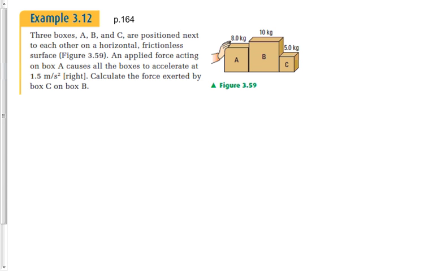We're going to do some problems here, but they're kind of Newton's third law-ish, and kind of what we have been doing. We're just going to combine a couple little concepts here right now. This first problem, we see three boxes, A, B, and C. They're positioned next to each other. An applied force on box A causes all of the boxes to accelerate at 1.5. We want to find the force exerted by box C on box B. In other words, what's the force in between them?